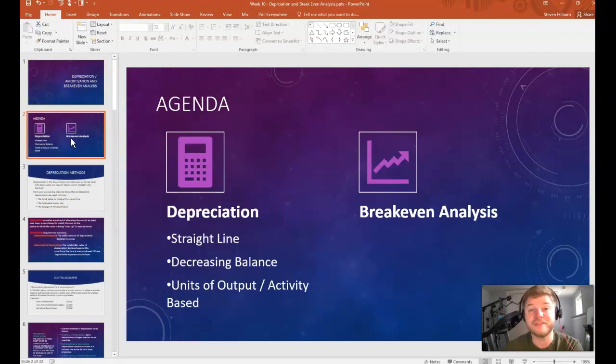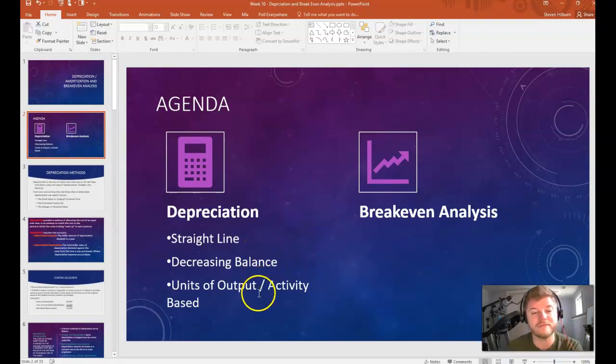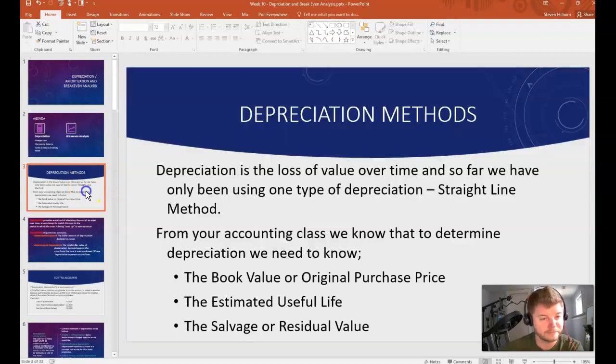So as far as the agenda for this particular lecture, we're going to be talking about depreciation, 3 different types, so straight line, decreasing balance, and units of output. So basically we're just talking about how these assets lose their value over time, and then we'll also be talking about break-even analysis. So like we said before, depreciation is the loss of value over time. And thus far, in most of your accounting classes and everything else, we've always talked about straight line depreciation, or the straight line method.